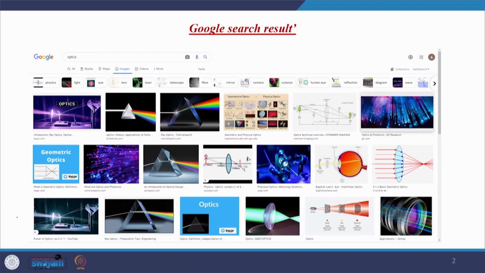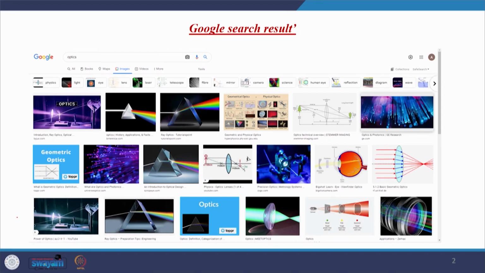Optics play a very significant role in our life. Even if you search the word optics in Google, you will see several results. When I searched, I found a few pictures which I am sharing with you. You see pictures of lenses, and then the prisms are there.